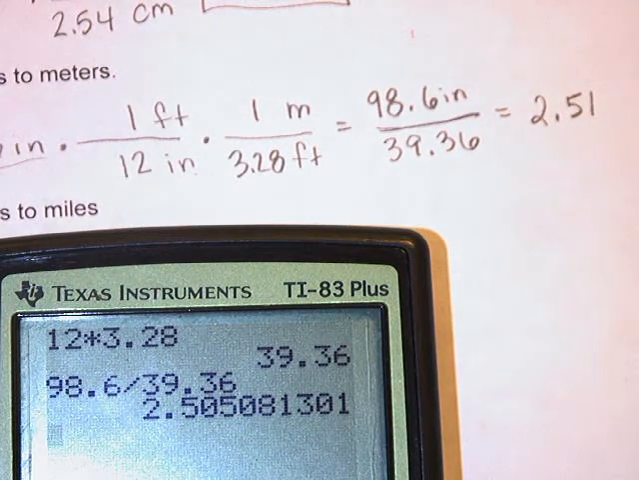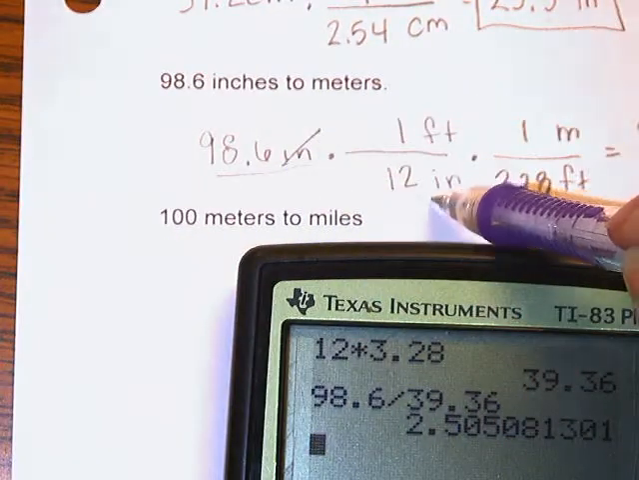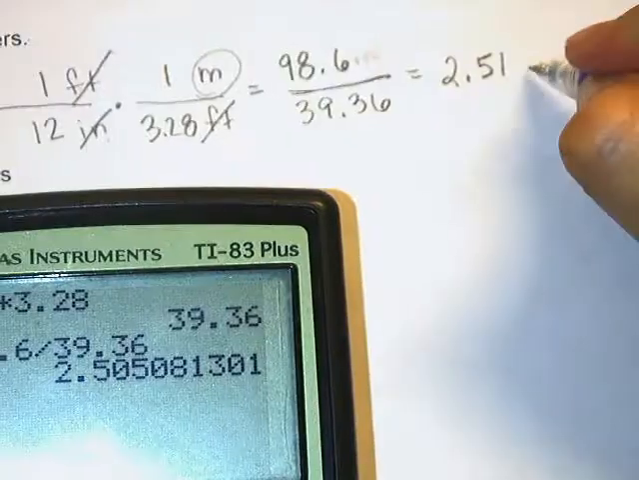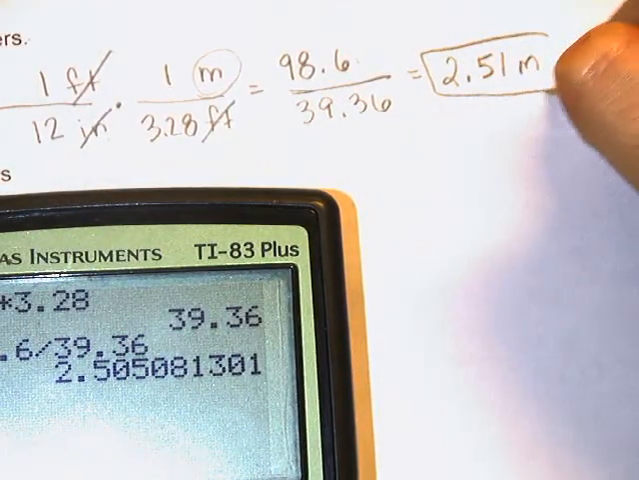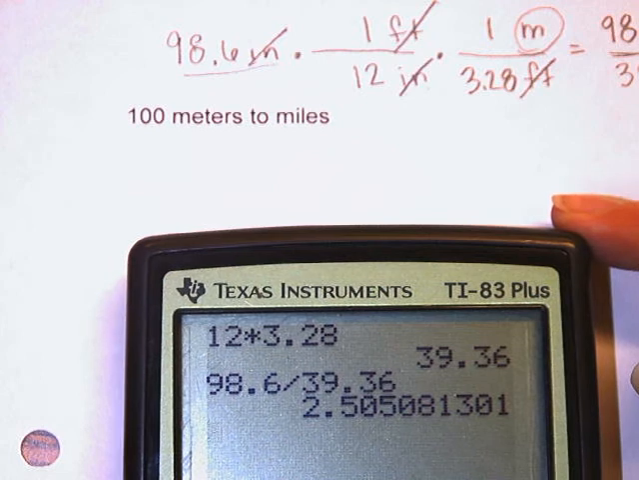And what's my units at the end? Well, it said we were going to meters. Let's check. Inches cancels with inches, feet cancels with feet, leaving meters. Great, that's exactly what we needed. 2.51 meters. Okay, just one more to make sure we got this. 100 meters is how many miles?